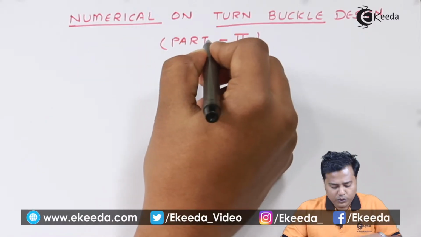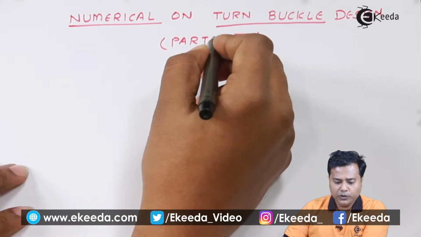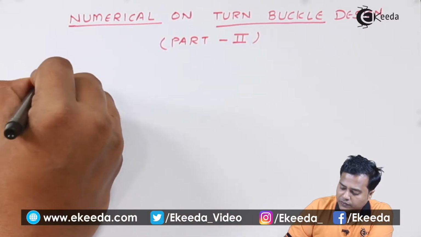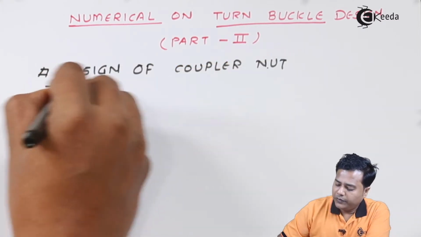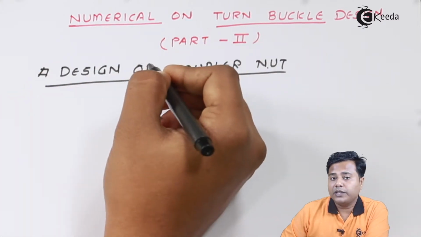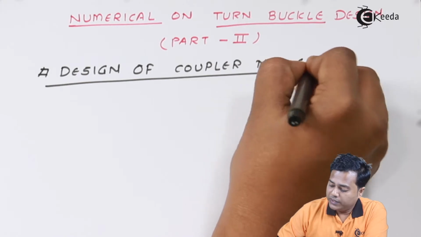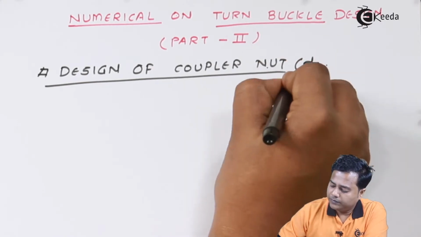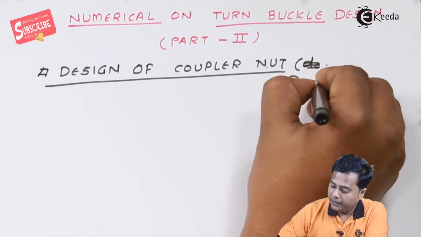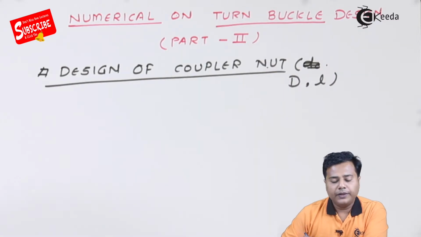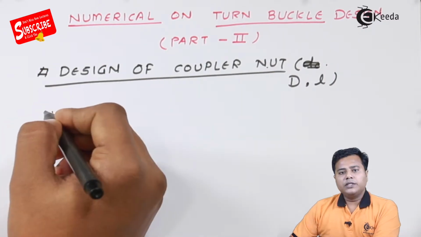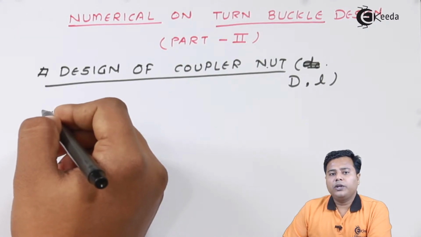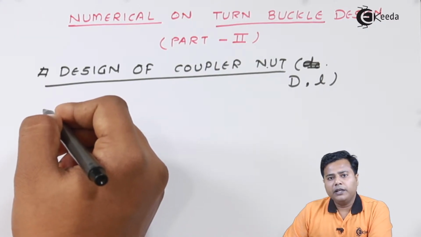So in part number 2, we are going to start with the design of coupler nut. Now, when we say design of coupler nut, we are associated with two important values. They are D and the length of nut. So let us begin with it. Now here also we have to consider two different modes of failure. Again, tensile failure and shear failure.